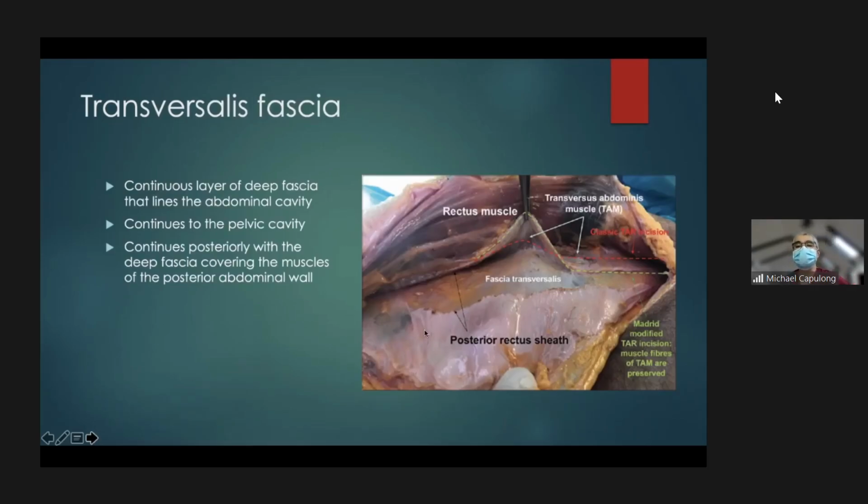So the next layer is that of your transversalis fascia. Here, the transversalis fascia. Note here that you have your rectus muscle here. This is your posterior rectus sheath covering the rectus abdominis muscle. And then, of course, in the front, you have your anterior rectus sheath. So this is how we dissect the layers. Layers and layers of the abdomen, especially if you would like to repair something. This is the dissection that we do whenever we repair a hernia, an incisional hernia in the abdomen.